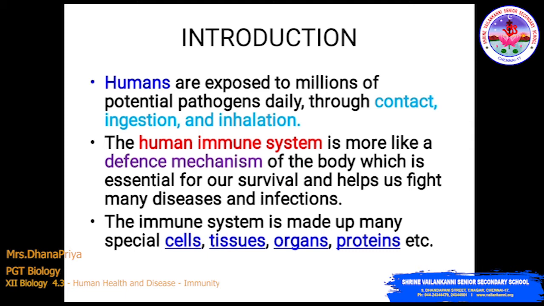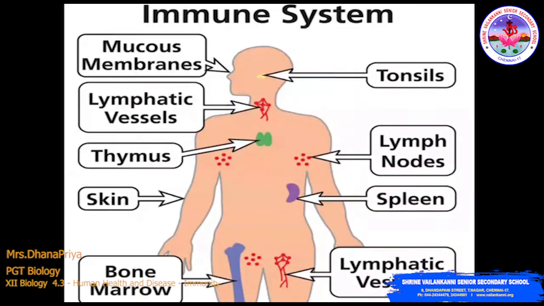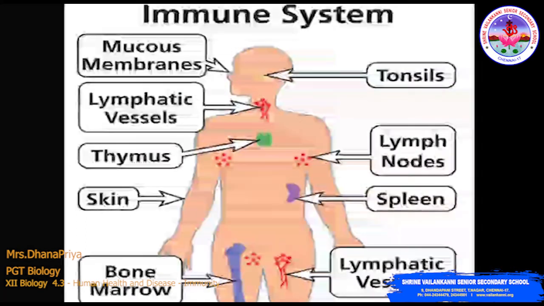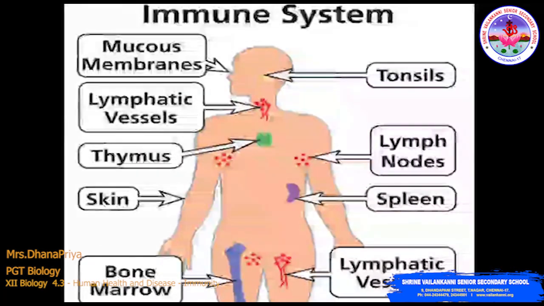The immune system is made up of many special tissues, cells, organs and proteins. You can see the immune system: the mucous membrane, lymphatic vessels, thymus, bone marrow, spleen, lymph node and tonsil. These are the organs. We have primary and secondary organs which we consider to be the immune system.